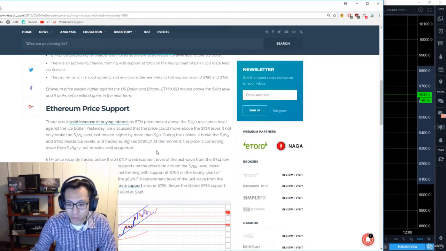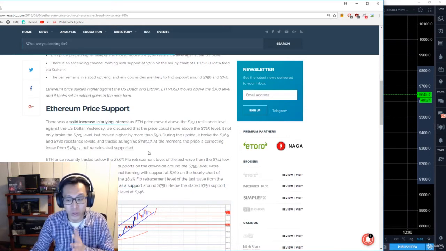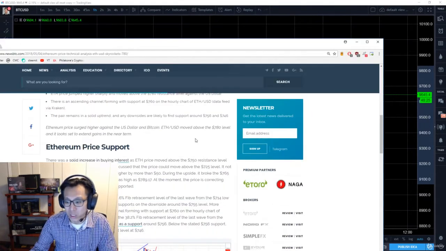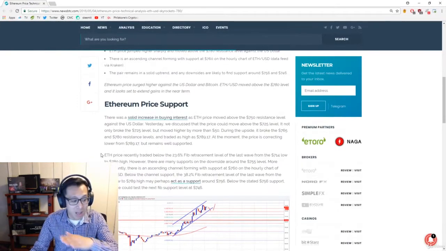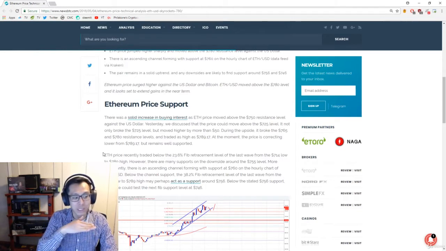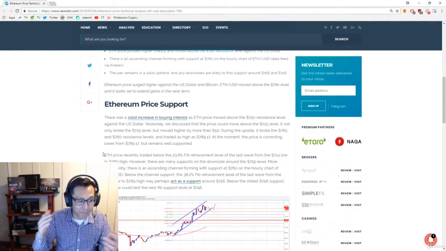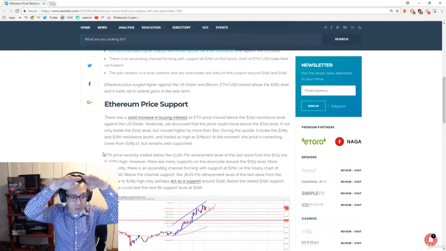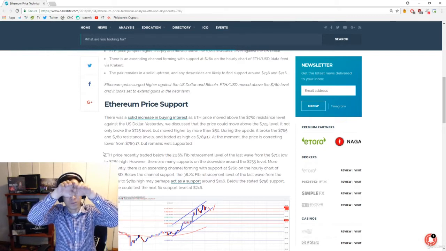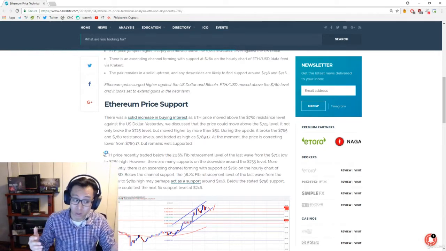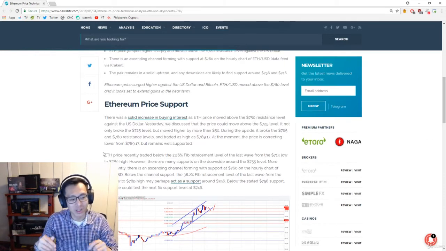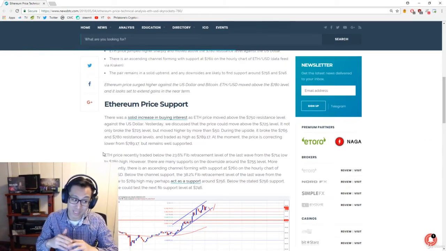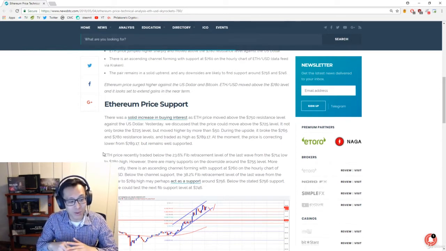At the moment, the price is correcting lower from 789 but remains well supported. What they're talking about is the price moving downwards, but finding a floor. Think of support as a floor that might hold the price at that place, and think of resistance as an actual ceiling where it's having a lot of trouble breaking through. But eventually all ceilings do get broken, and eventually all supports could break as well. But sometimes we find a support or a floor that it simply cannot break through because the floor is just too strong.